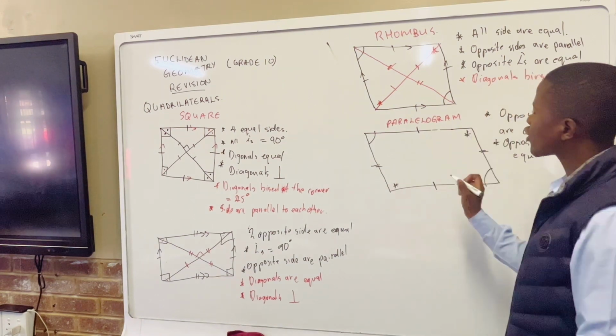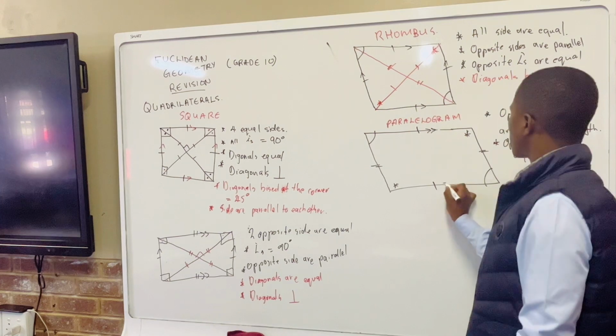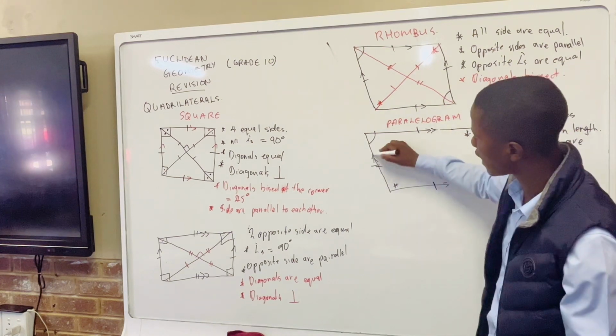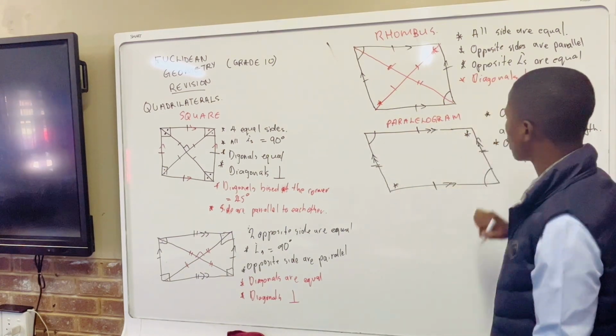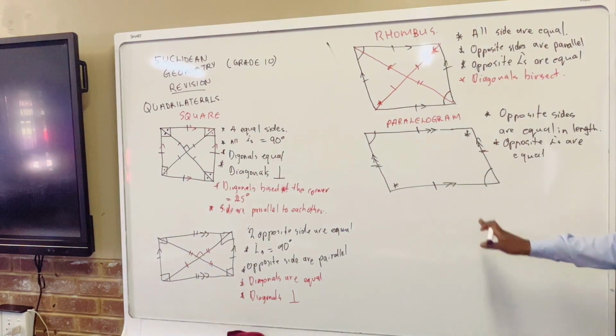So one thing that you also need to take note about these sides: this side is going to be parallel to this side, this other one is going to be parallel to this other one. Okay. So these sides are also going to be parallel to each other.